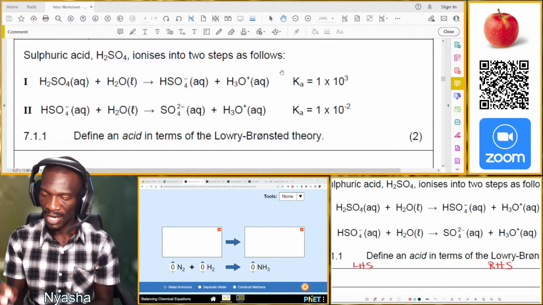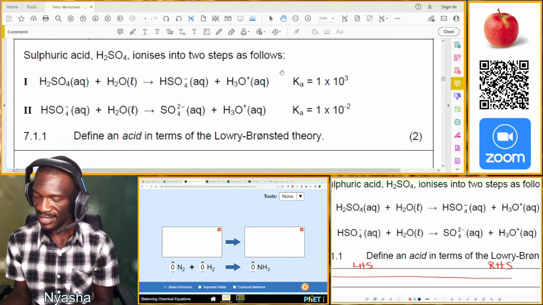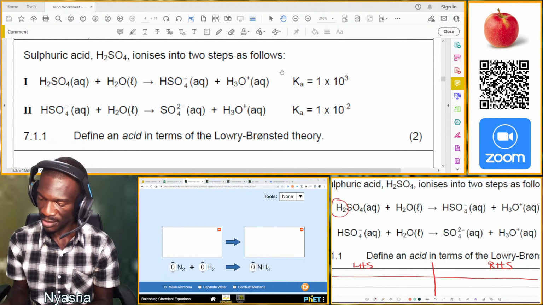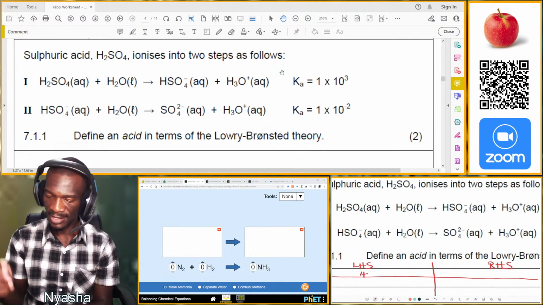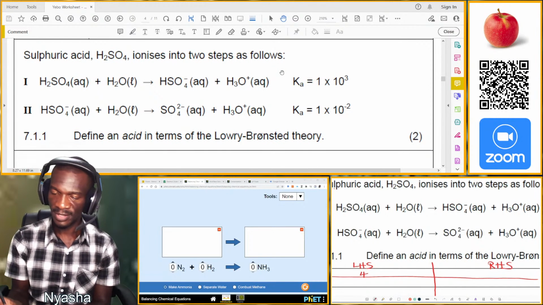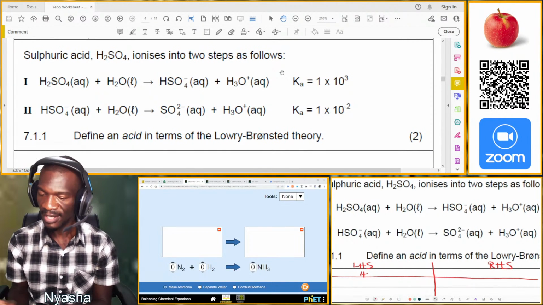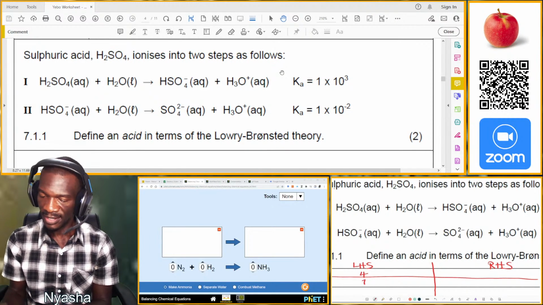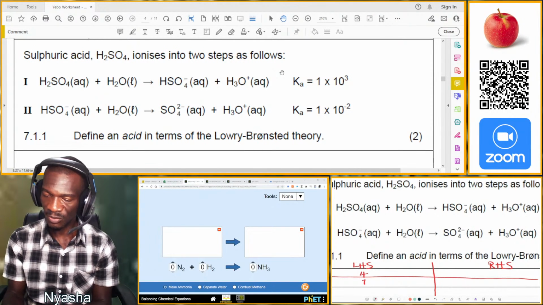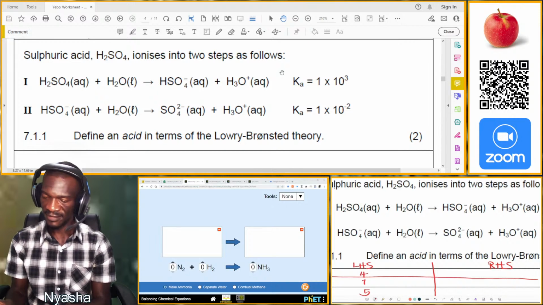Number 1, how many hydrogens do we have on the left-hand side? We have 2 hydrogens, we have another 2 hydrogens. So in other words, we have 4 hydrogens on the left-hand side. Let's look at the sulfur atoms. We have a sulfur on the left-hand side, which is just 1. And then the oxygens on the left-hand side, we have 4 oxygens, and we have another 1 oxygen here. So we actually have 5 oxygens on the left-hand side.